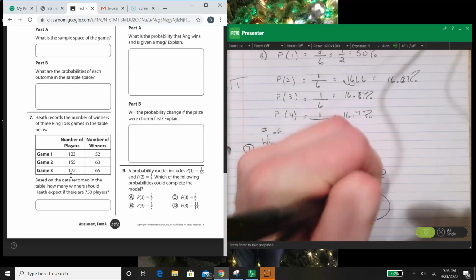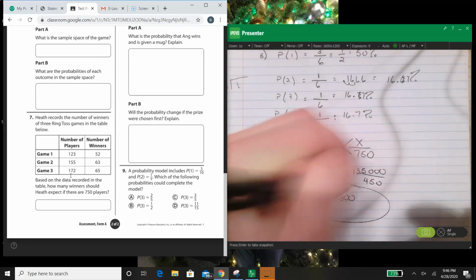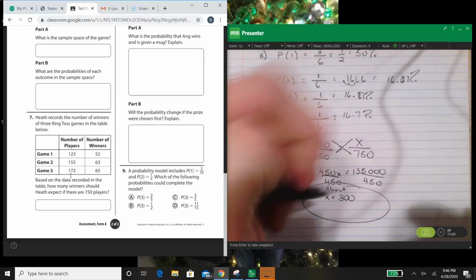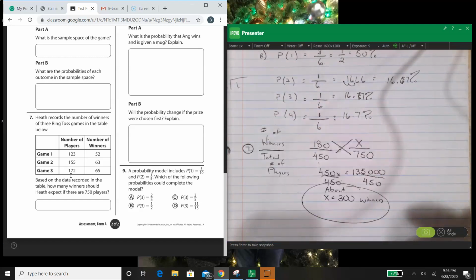So we could put that in our answer then. And we want to make sure we show that because that's really what it is. It's more of an estimation. It would be about 300 winners. So there you have it. There's your answer to number 7.